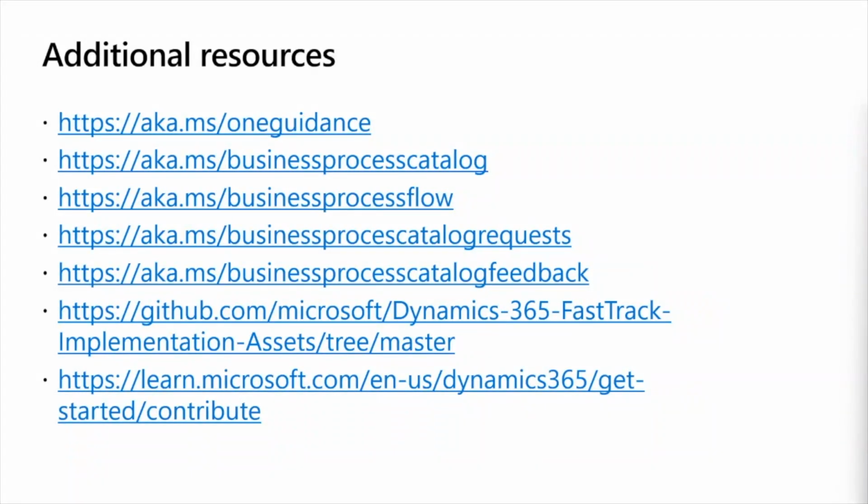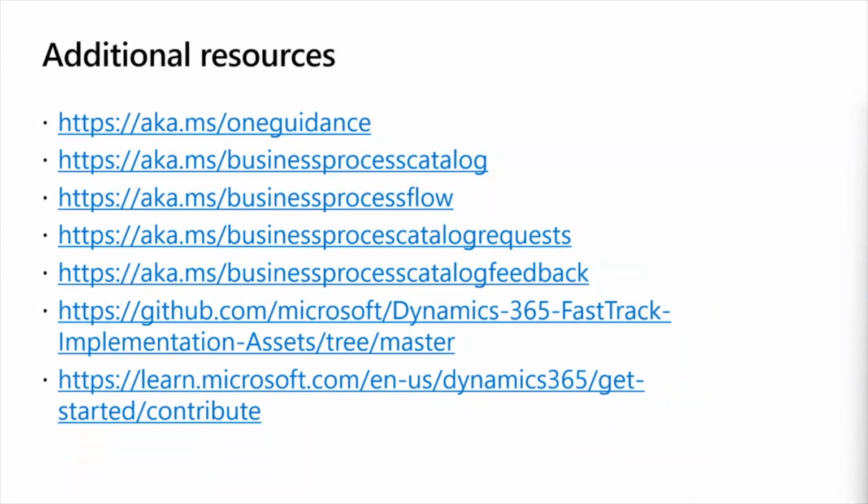The third link that you see here is aka.ms/businessprocessflow. It's important that you don't put an S on the end of it, because that takes you to a different page. Singular, business process flow, takes you to the GitHub repository where you can actually download all of the source files for any of the process flows that are available in our business process guidance. We'll be talking more about this and what those flows look like and how to find them in future sessions in our series, but that link is available there.